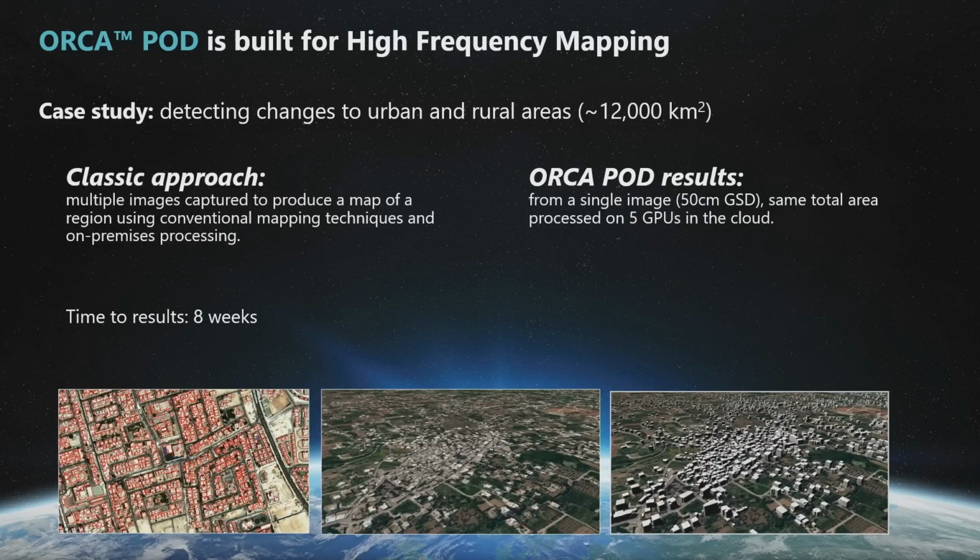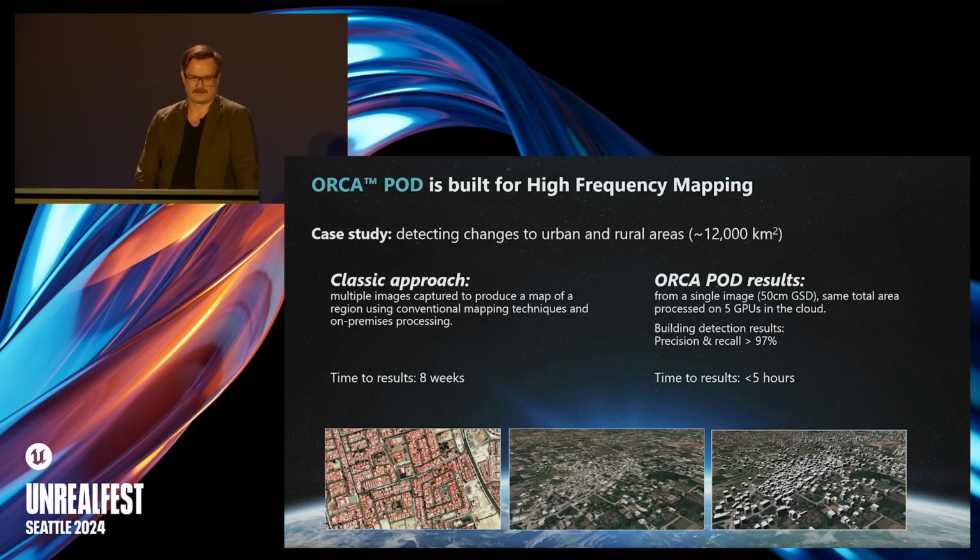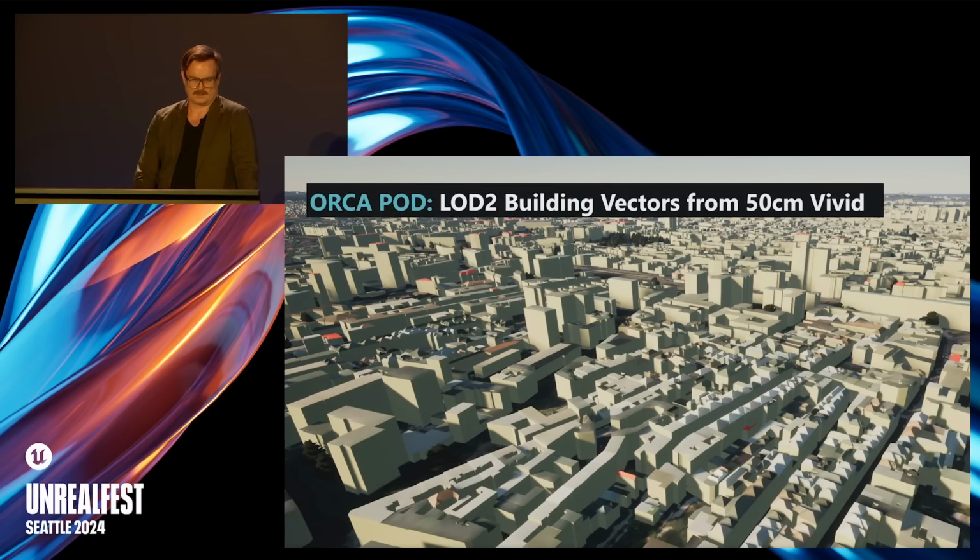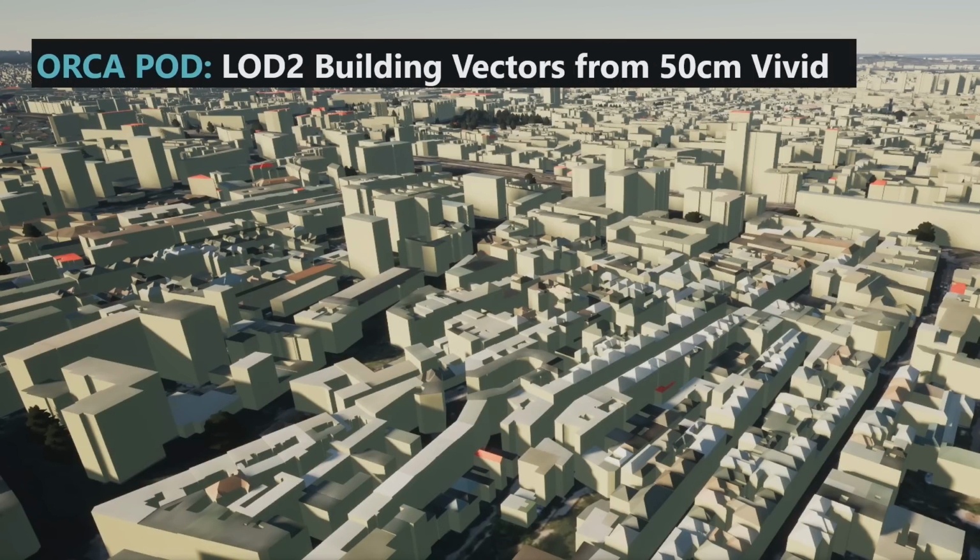With our Orca Pod container for building footprint and building height extraction, based on 50 centimeter satellite data, it took the customer less than 5 hours with an awesome accuracy. This is just one example how powerful these machine learning models in a containerized way are. So we have machine learning models for 50 centimeter satellite data pre-trained. Here's a visualization of the results.